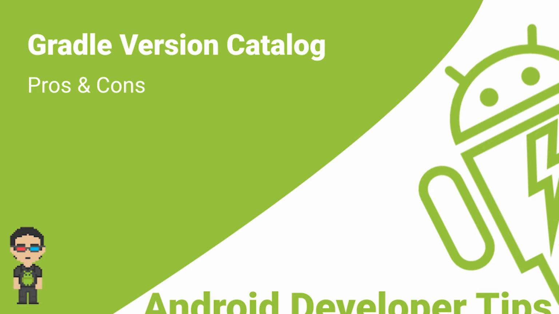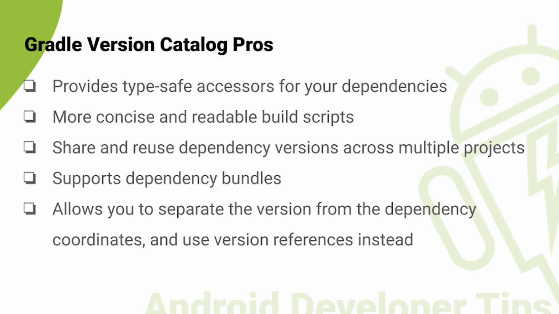Here is a list of pros and cons that you may want to consider before using it. First, let's talk about pros. Version catalog provides type-safe accessors for your dependencies, which means you can use auto-completion and avoid typos in your build script. It makes your build script more concise and readable, as you don't have to repeat the group, artifact, and version for each dependency.